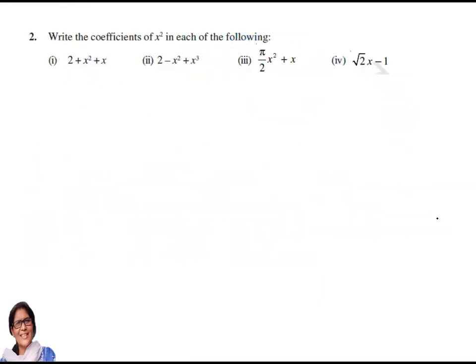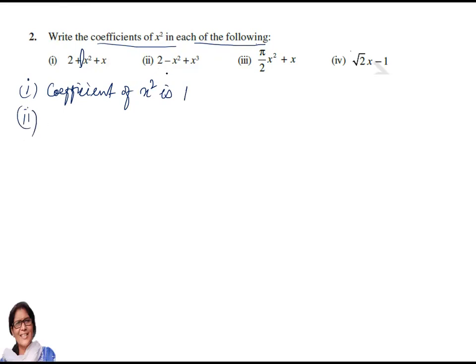Okay, question number 2. Write the coefficients of x square in each of the following. You have to write only the coefficients of x square. x square के आगे जो है उसी को लिखना है. क्या है? कुछ नहीं है, मतलब 1. So first, coefficient of x square is 1. Second one, it will be -1. Coefficient of x square is -1.